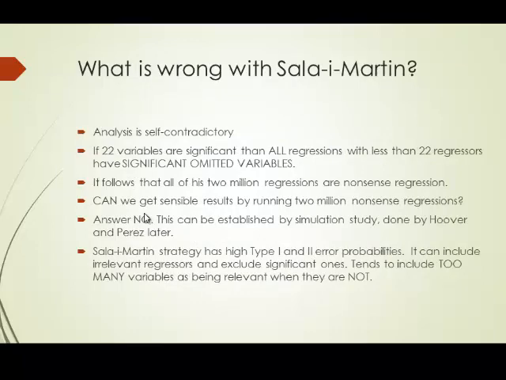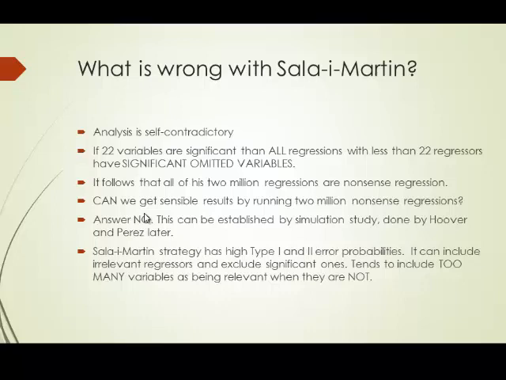So now actually Sala-i-Martin's analysis is wrong. Why is it wrong? The analysis is self-contradictory. If the 22 variables are all significant, then all regressions which use less than 22 variables have a significant omitted variable. So all of the regressions that Sala-i-Martin is running have a maximum of 7 variables: 3 of his fundamental variables, 1 focus variable, and 3 test variables. So all of his regressions are misspecified, and by the analysis that we already did, we can't learn anything from any of them. So the whole result is just nonsense.